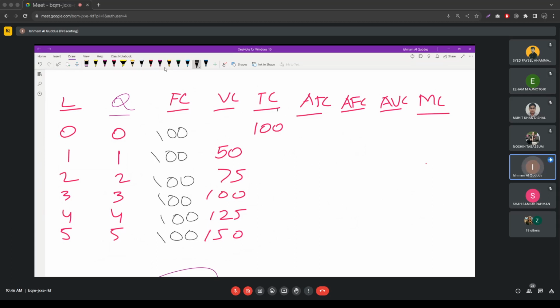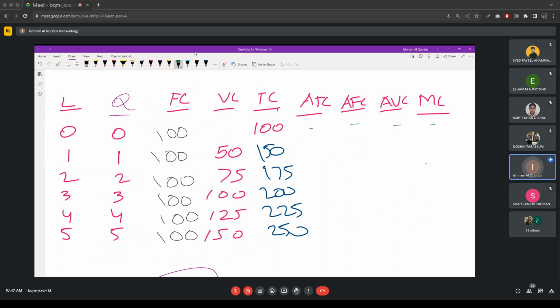Now total cost is simply what? FC plus VC. Good. 175, 200, 225, 250. The average total cost, average fixed cost, average variable cost. Try to solve this. It's very easy. So the first one would be 0, right? So 0, 0, 0, and undefined.